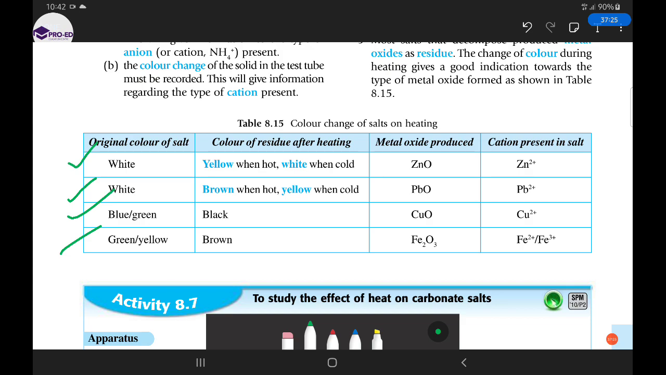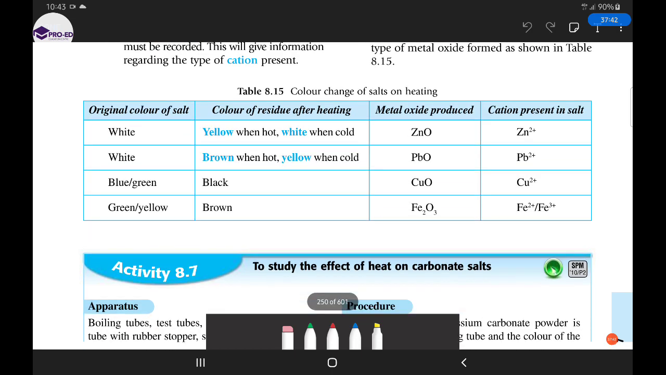Any questions? Oh guys, sorry, that is for Fe3 positive. But if it's green, then it's going to be Fe2 positive. If at the beginning it was green, then maybe you're talking about a Fe2 positive ion. If it was yellow in the beginning, then you're talking about a Fe3 positive ion. Sorry, I missed that.